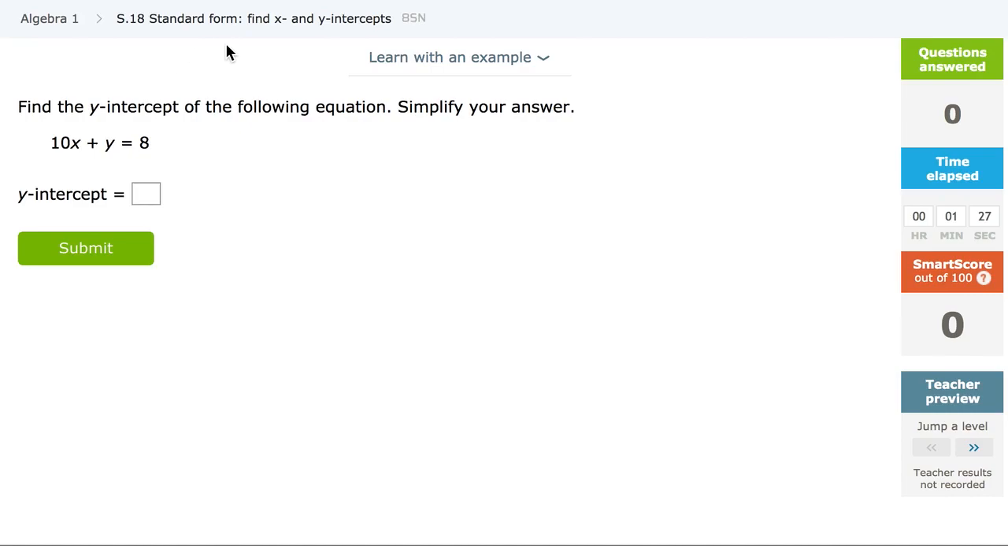Standard form. Find x and y-intercepts. Let's start off with reviewing how I explained the summary lesson in the notes that you already took by clicking the Learn with an example.